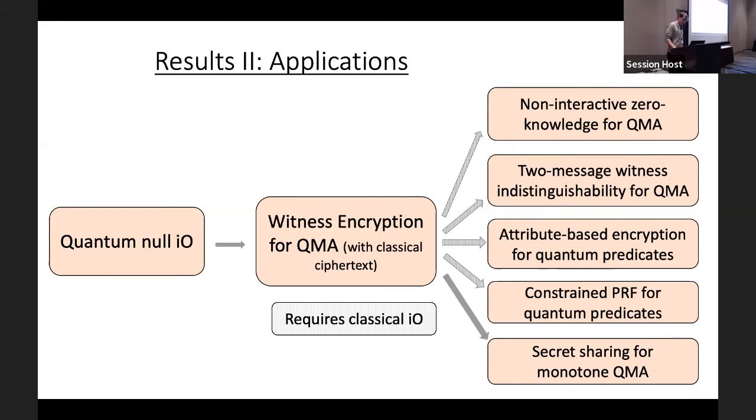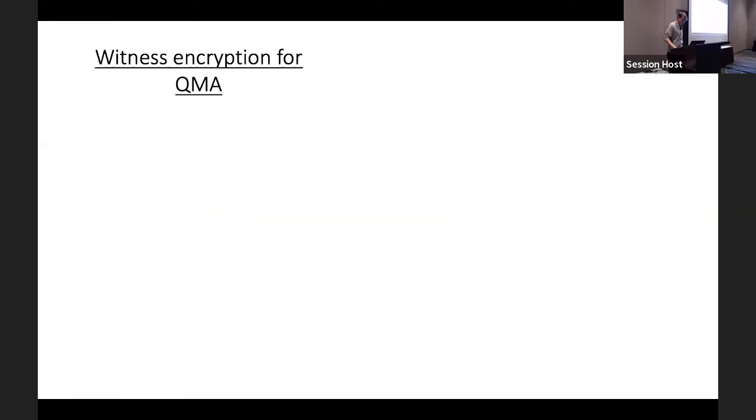Okay, so first, what is witness encryption for QMA? It's a straightforward analog of this notion that's been studied in the classical setting of witness encryption for NP. Okay, so here we just fix any QMA language L, and the encryption scheme takes as input some message M and some instance X, and outputs some ciphertext computed based on M and X.